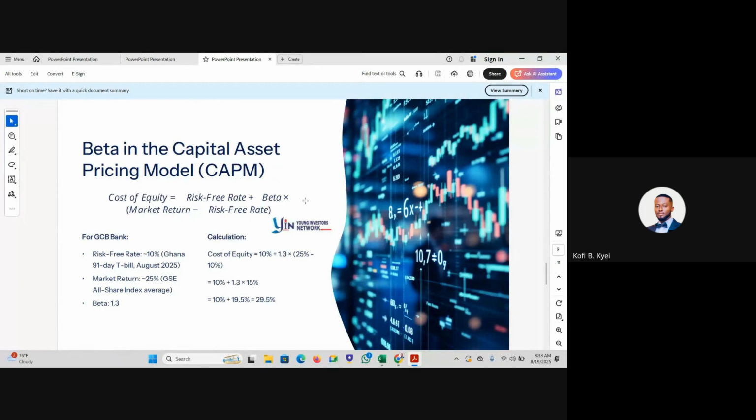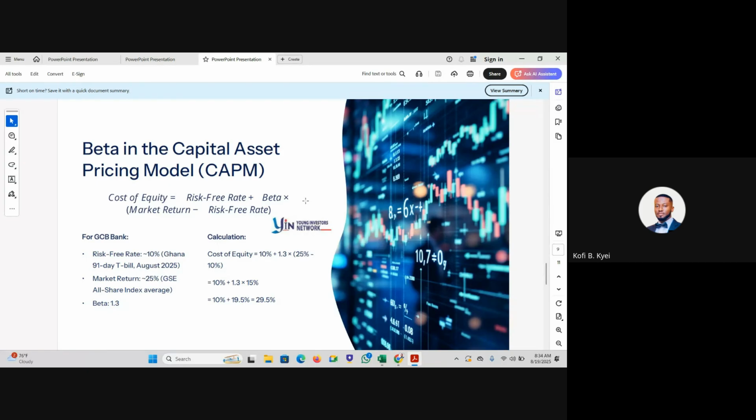If you understand what ERP is, you are safe. Once you understand that ERP is the premium you get from investing in stocks, and how do you get that? That ERP is the market return, you take out risk-free. Risk-free investment is, for example, treasury rates.